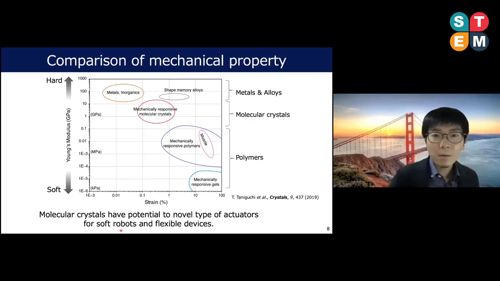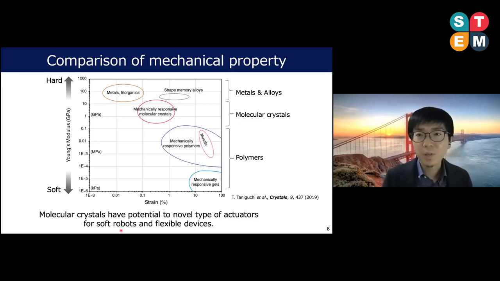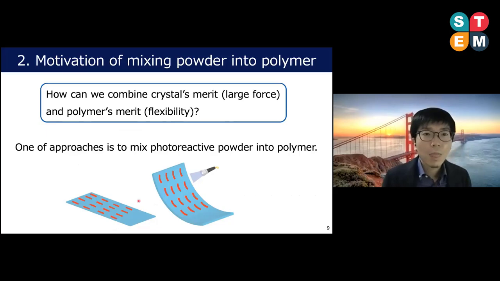So the main topic of this presentation is mixing crystalline powder into polymer. So the question is, how can we combine the crystalline merit, large force, and the polymer's merit, flexibility? So one approach should be to mix photoreactive powder into polymer. The concept is like this.